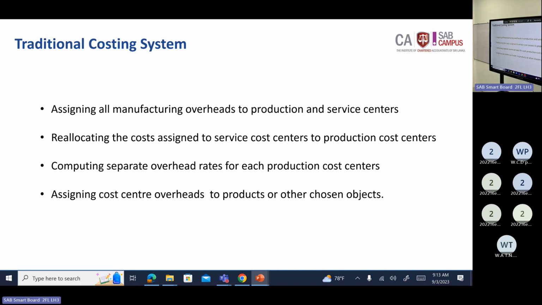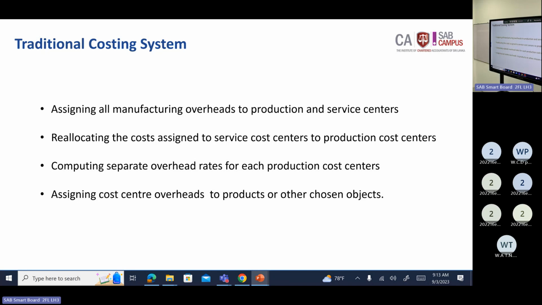Then assign cost center overhead to product. Basically, the cost object is a product, right? Or it can be allocated to another objective like an order or something, but basically per unit. So we are producing 3 products, A, B, C. To produce product A, we need 2 machine hours, so 100 into 2, 200. And 3 labor hours, 200 into 3, 600. So likewise, we can identify the overhead cost, right?